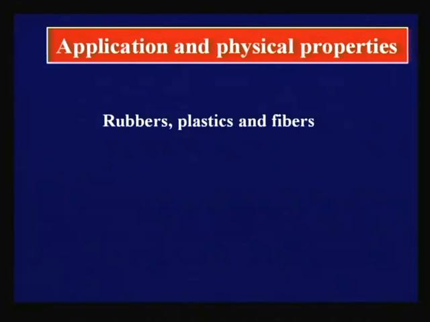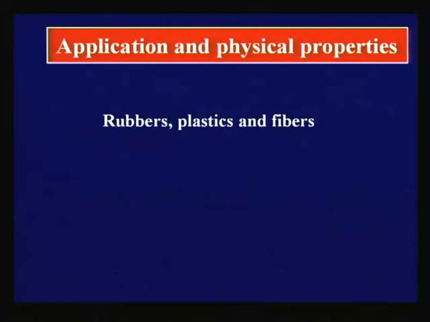Then classification by application and physical properties: rubber, plastics and fiber. The same polymer can be available in any of these three different forms, either plastic or fiber or rubber. You take polyethylene, you can have polyethylene plastic, polyethylene fiber, polyethylene rubber. What is the difference among these three? The difference is a matter of degree of alignment, extent of molecular alignment, molecular order, molecular organization.